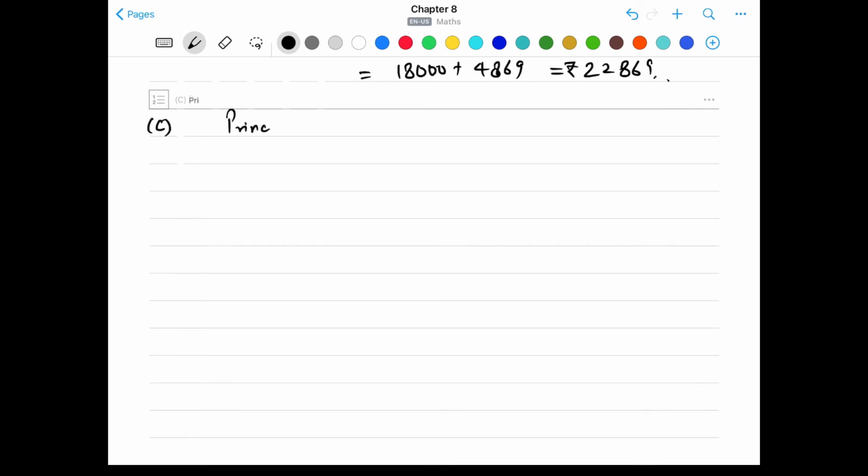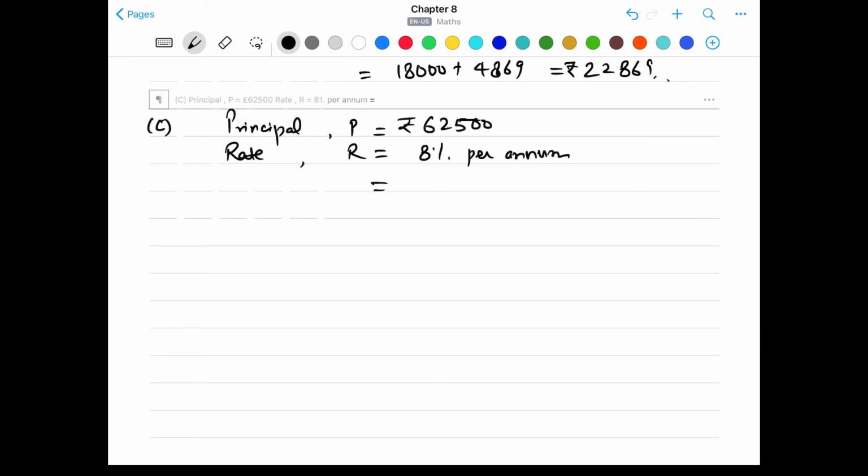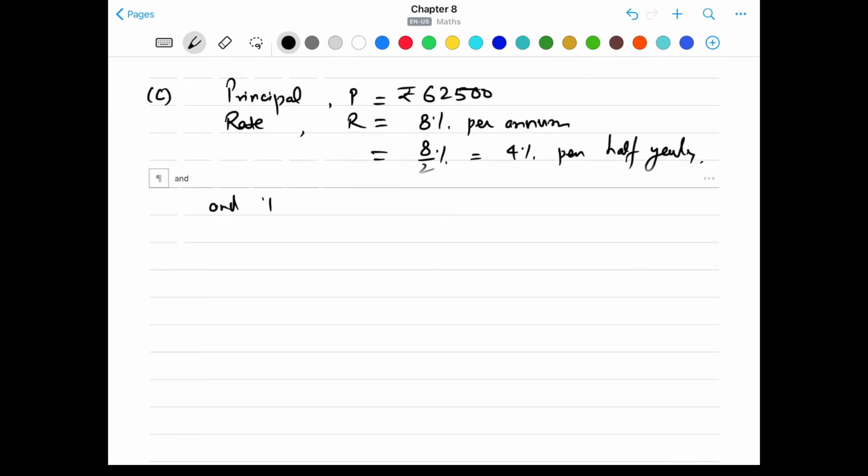Here the principal P is 62,500 rupees, while rate R is 8% per annum. If you change it to half yearly, it will be 8 by 2%, that is 4% per half year. And time T is 1.5 years, and 1.5 years is equal to 3 half years.